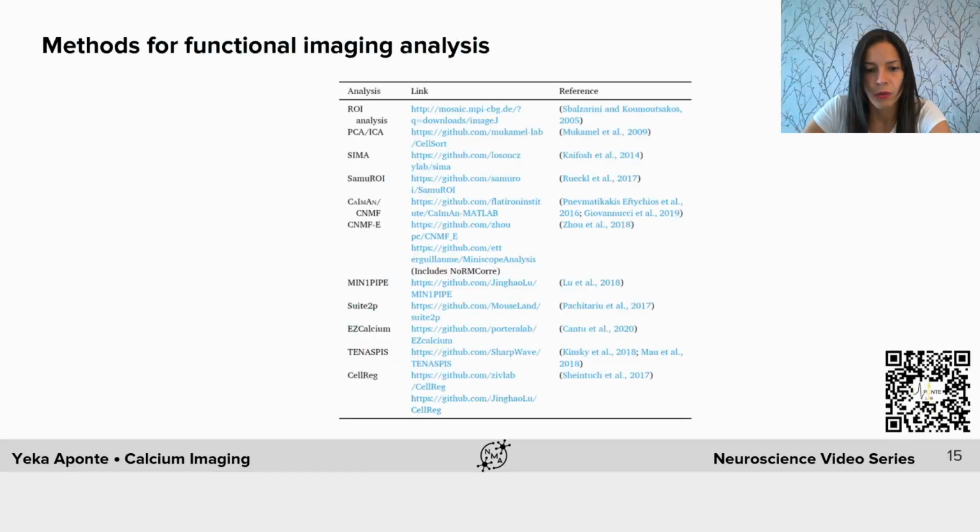So when it comes to data extraction and data analysis, there are several methods out there. Most of them are free to download. Therefore, I tremendously encourage you to check this list.